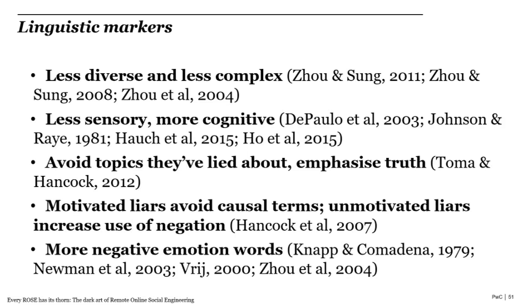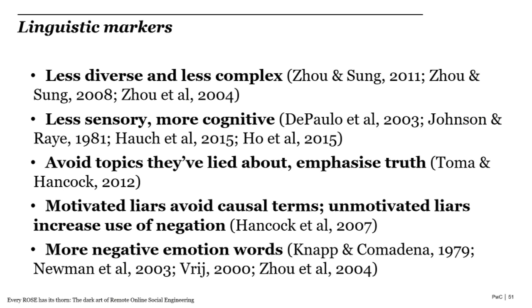Liars' communications may also be less diverse and less complex, so that they don't have to keep track of too many things at once. Really interestingly, liars' descriptions of experiences and events are likely to be less sensory, so less about what someone felt or smelt or heard or saw, and more about cognitive processes that were experienced, so what someone remembered or analysed, that kind of thing. It sounds obvious, but liars will avoid topics that they're lying about and will emphasise things they're telling the truth about.